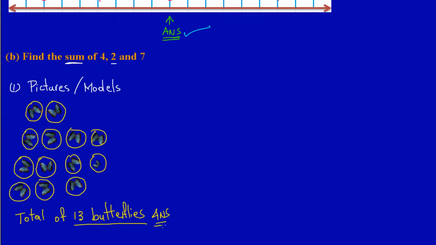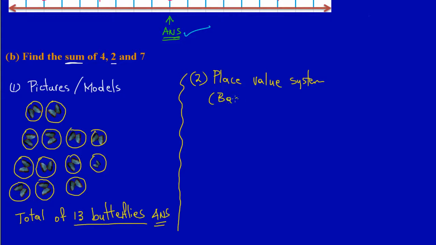Now let's look at another method to add these single digits. The second method that we're going to be looking at is our place value system, or we could call it our base 10. This will be a little bit different from the first example that we worked.